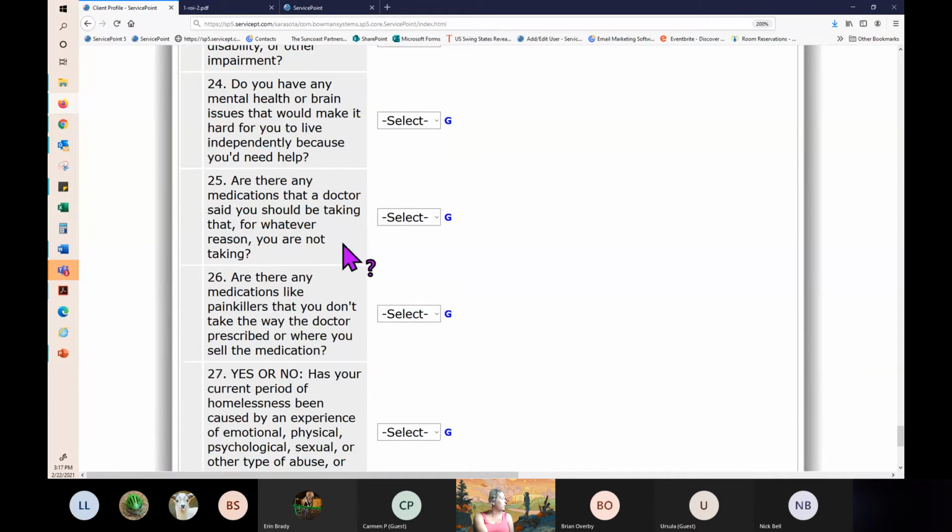Do you have any mental health or brain issues that would make it hard for you to live independently? There's that key word, independently, because you need help. Are there any medications the doctor said you should be taking that, for whatever reason, you are not?